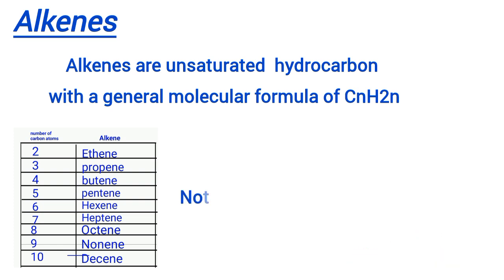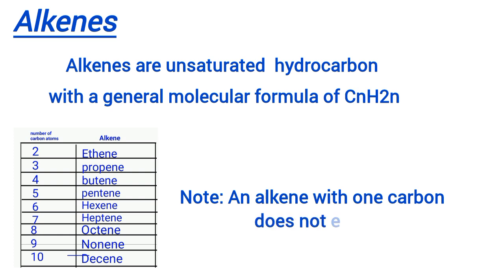Take note, an alkene with 1 carbon atom does not exist. This is because alkenes require double-bonded carbons, which need at least 2 carbon atoms, and a single carbon atom cannot form such a bond with itself.